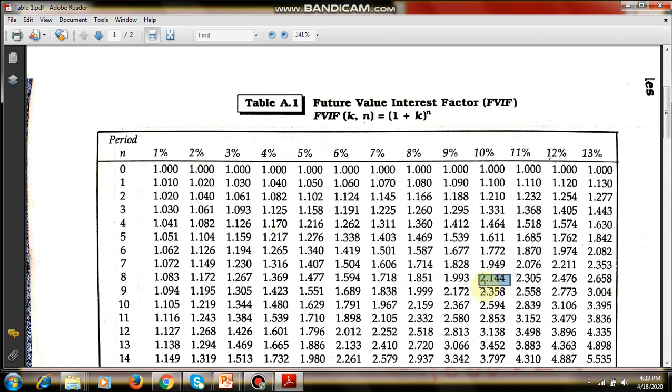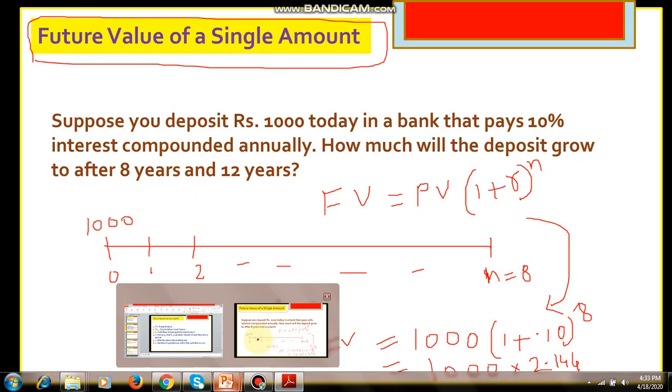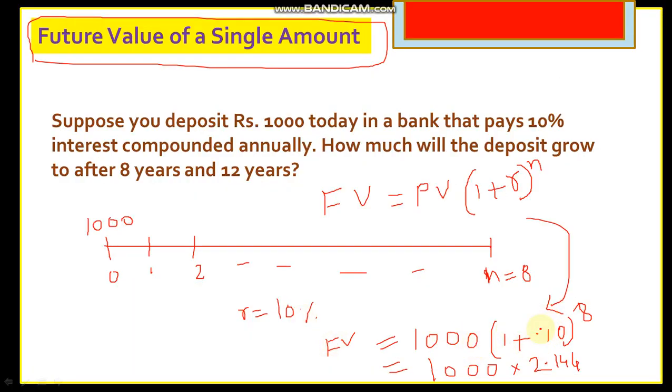So how do I get 2.144? There is a matrix of number of years and percentage. I find the point where I need 10%, 8 years. So 8 years, and I go to the 10% column. It is already calculated, 2.144. You can check in a calculator and you get the same value, 2.144. So what is my answer? My answer will be 2144.